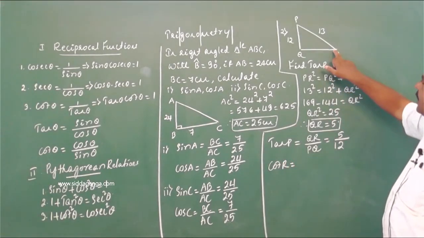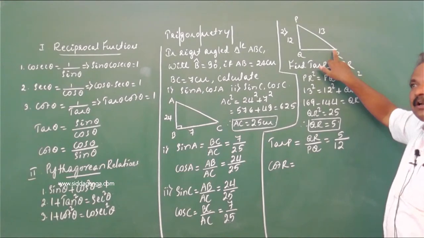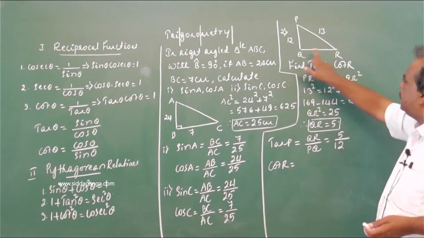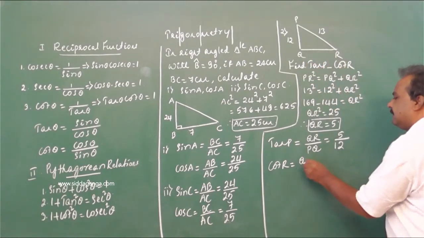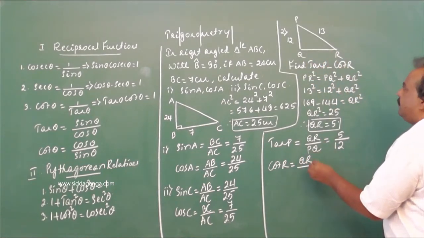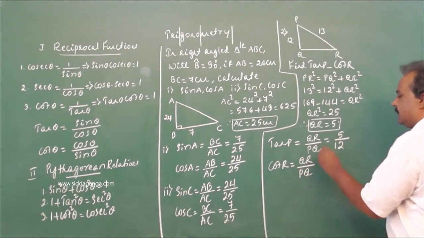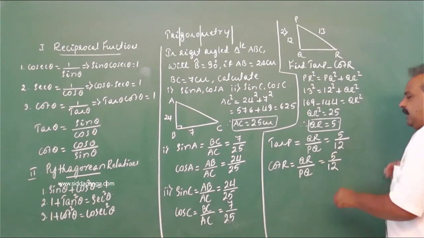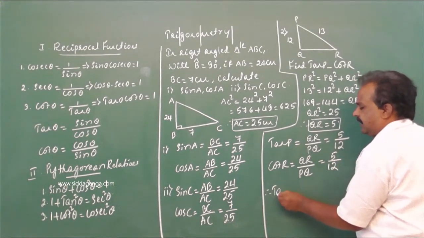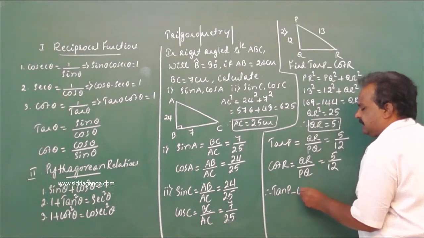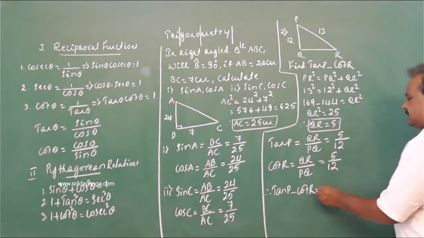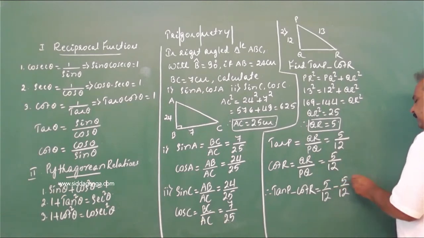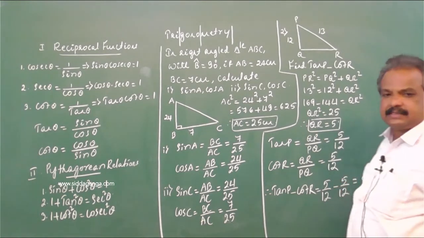Cot R. What is R? R is the reference angle. What is the cot definition? Adjacent by opposite. Which is adjacent now? QR. What is opposite now? PQ. So again, you are getting the same result, 5 by 12. Therefore, tan P minus cot R is equal to 5 by 12 minus 5 by 12. So that gives you 0.